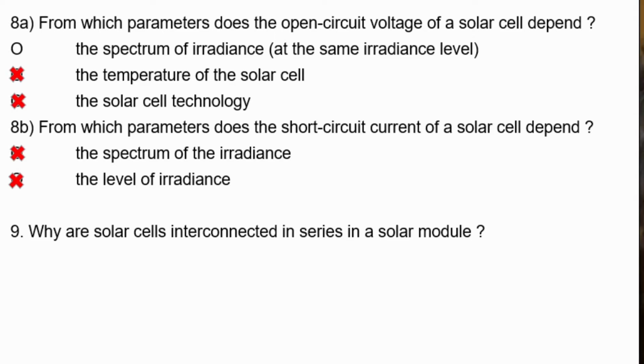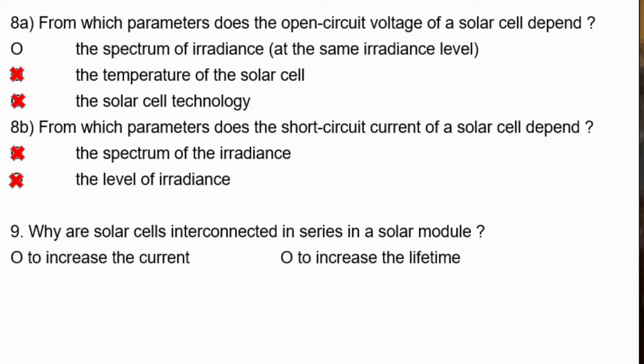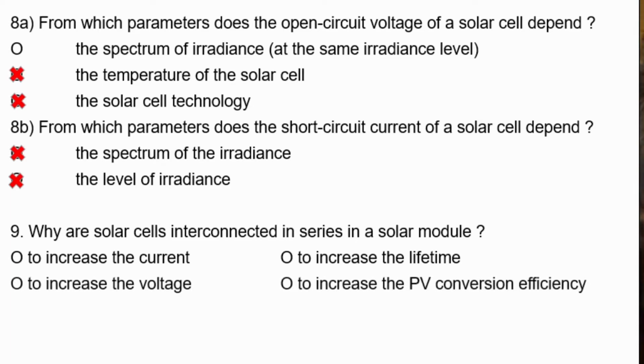Why are solar cells interconnected in series in a solar module? So they are connected in series in order to increase the current. What happens if you connect something in series? No, you don't increase the current, you just increase the voltage. So that's not true. To increase the lifetime, also not. To increase the voltage, yes, that's true. To increase the PV conversion efficiency, no, that's not true, no impact on that. To reduce the temperature coefficient, would be nice if we would do so, but there's no impact on that.